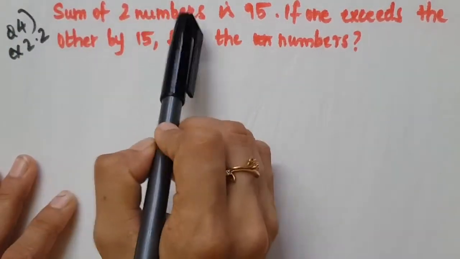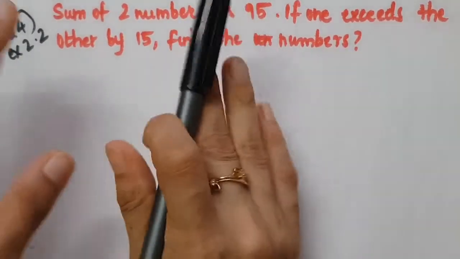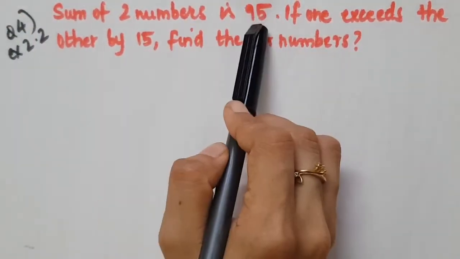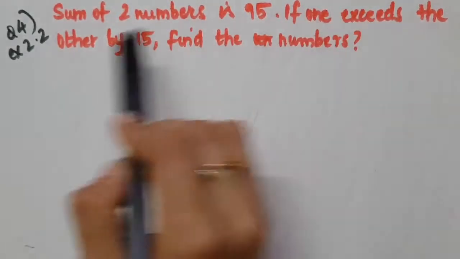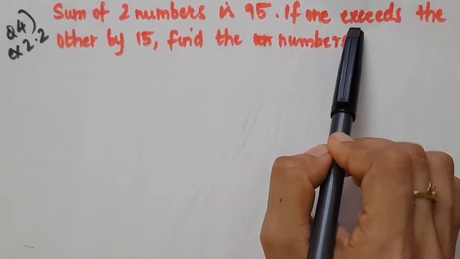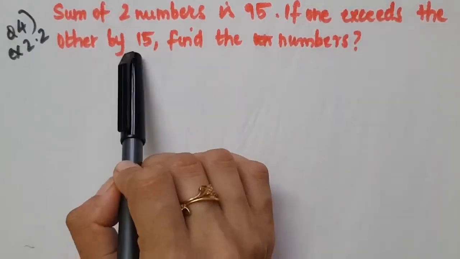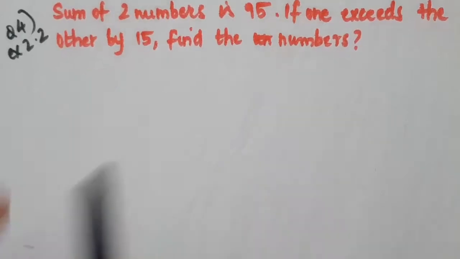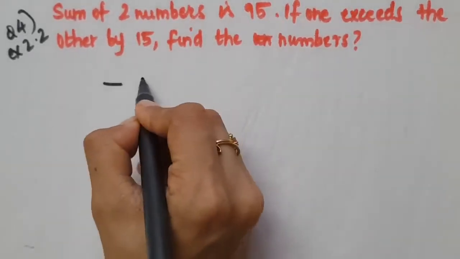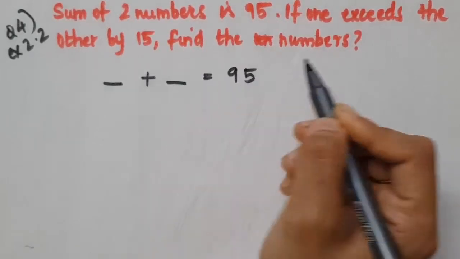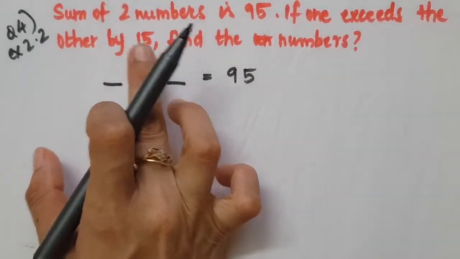Again, sum of two numbers is 95. There are two numbers, their addition, that is sum, is 95. If one exceeds the other by 15, that is, if out of the two numbers, one number is something and the other number is 15 plus of it. Okay, find the numbers. So we have two numbers, and their sum is equal to 95. One exceeds the other by 15.